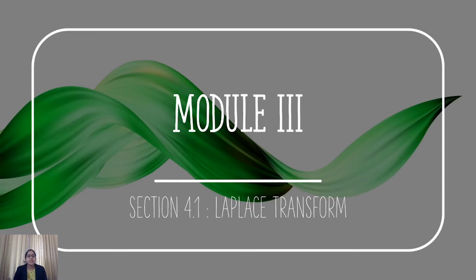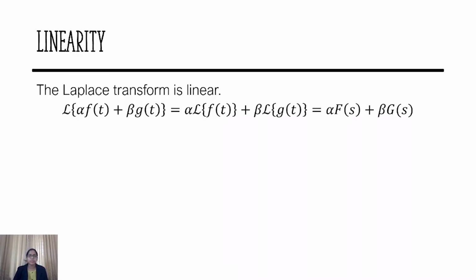Now, as I had mentioned in the first lecture, the Laplace transform, just like integration and differentiation, is also linear. We are familiar with the linearity of integration and differentiation. In a similar way, the Laplace transform is also linear. That is, the Laplace transform of alpha f of t plus beta g of t is nothing but alpha into script L of f of t plus beta into script L of g of t.